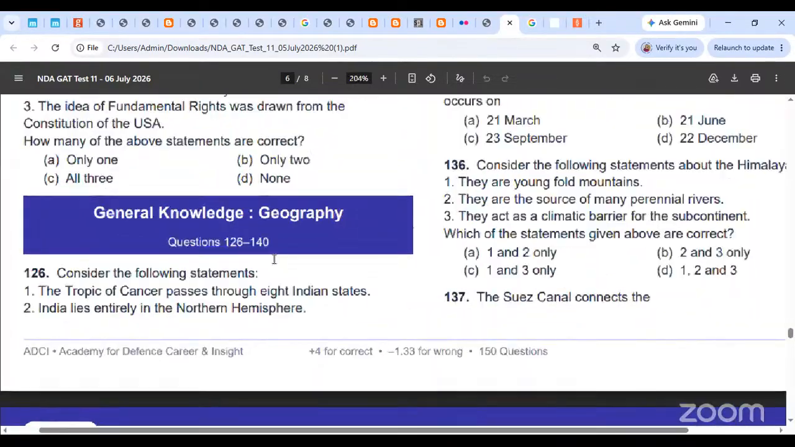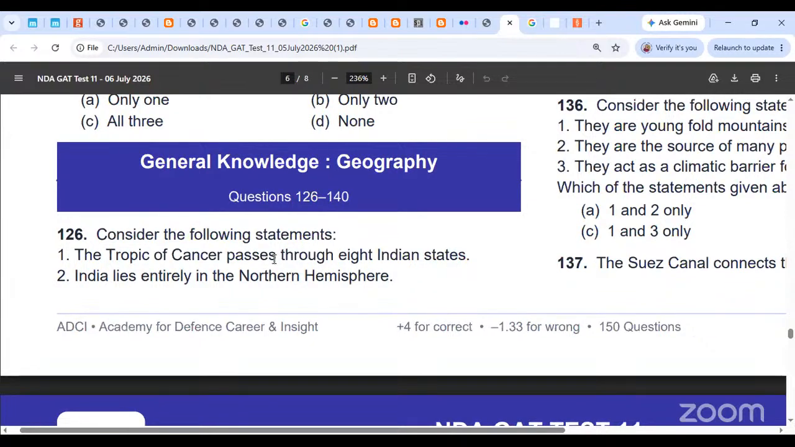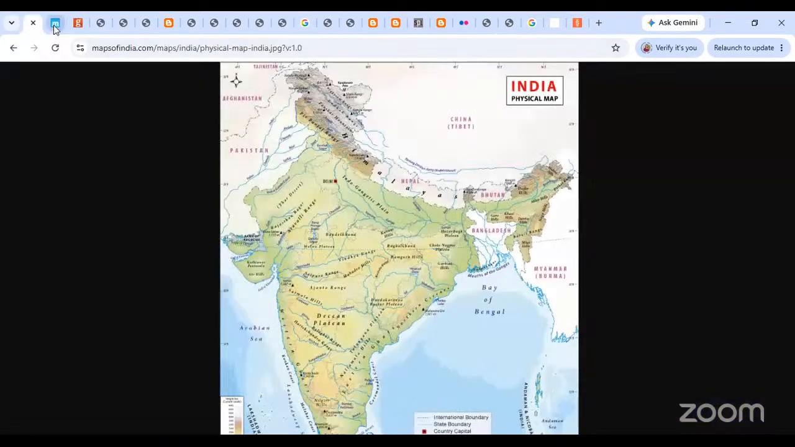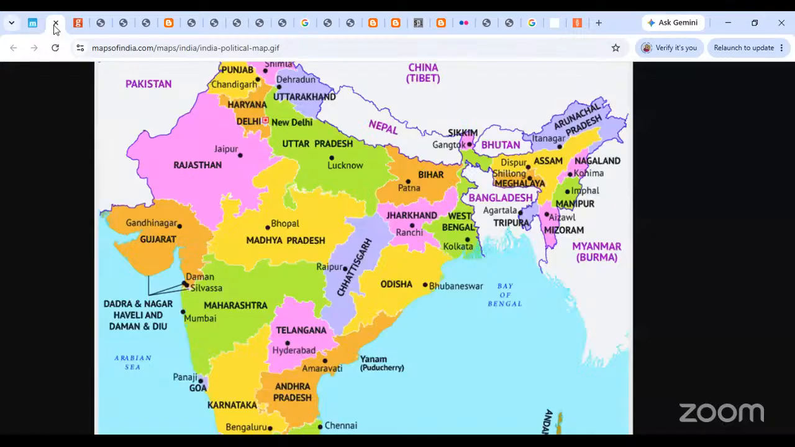Here's your question once again. The Tropic of Cancer passes through 8 Indian states. Yes, that is true. The Tropic of Cancer does pass through 8 Indian states. You are looking specifically at these ones. This is where the Tropic of Cancer passes, I don't know how to mark it now. A little above, I have to make it pass through Rajasthan. But this is where it's going to pass. This is how it's going to pass. Sorry, I'll just try to do this again.